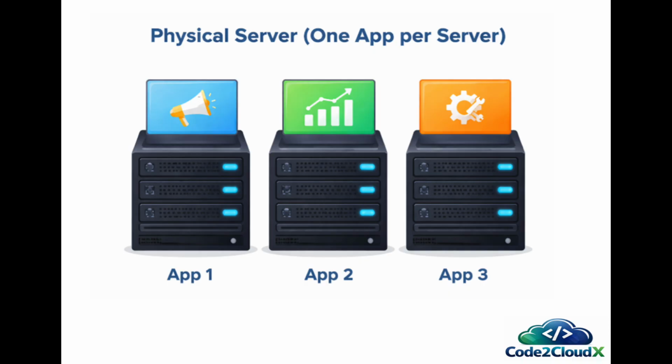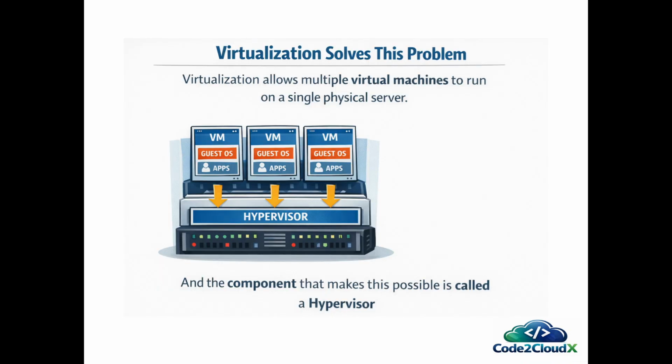But this approach had many problems. Very low resource utilization, hardware cost was high, scaling was difficult, and most CPU and memory remained unused. For example, if an application uses only 20% CPU, the remaining 80% is wasted. So companies needed a better solution, right? To solve this problem, virtualization was introduced.